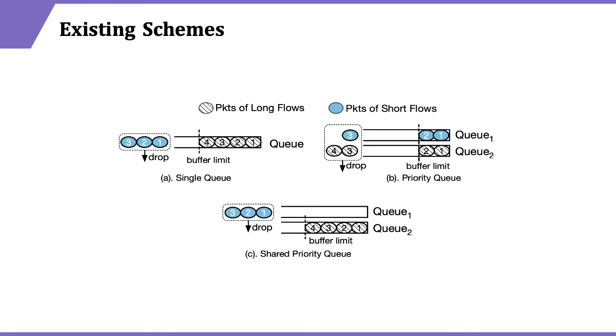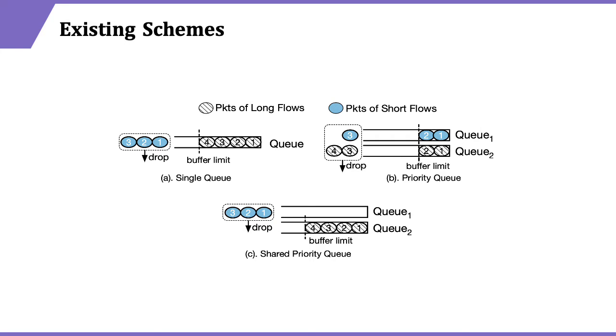In the case of priority queue, the buffer is split by multiple queues equally. In scheme A, since all the buffer is occupied by long flows, all the packets from short flows are dropped, resulting in a timeout for short flows.